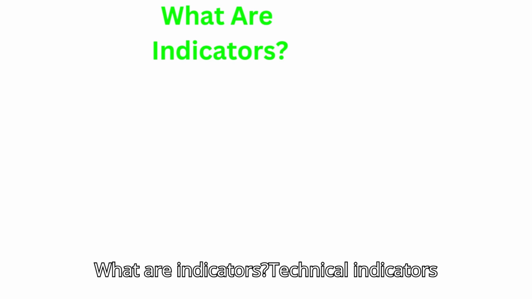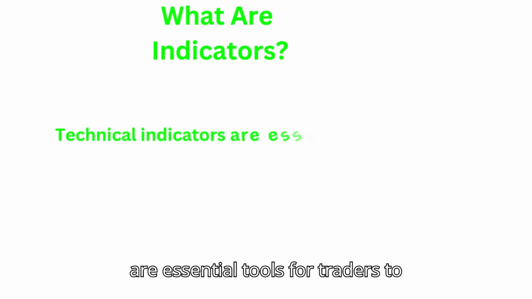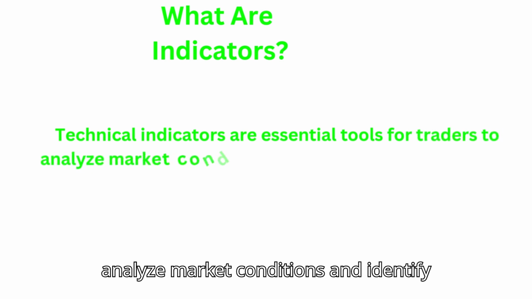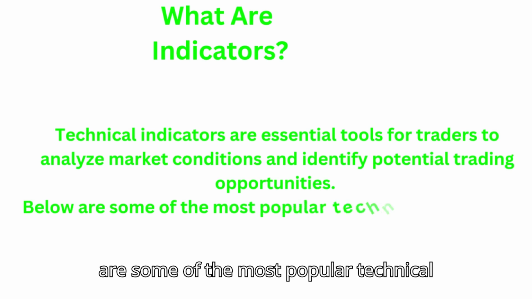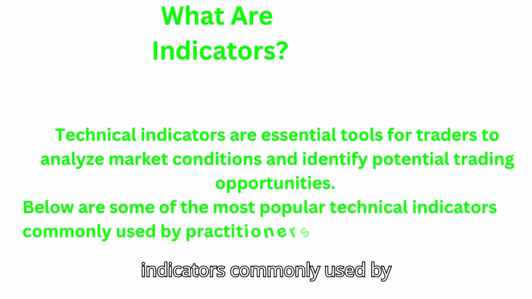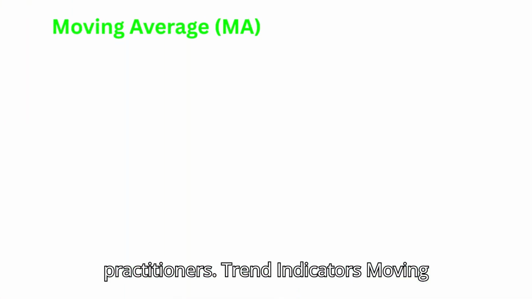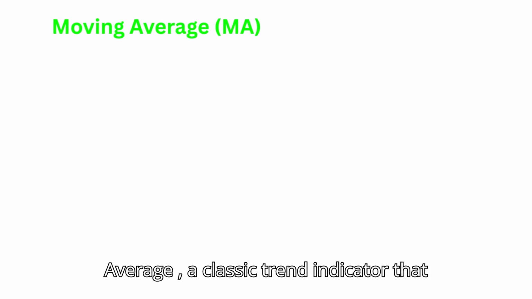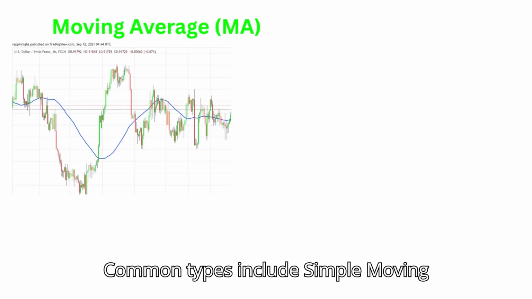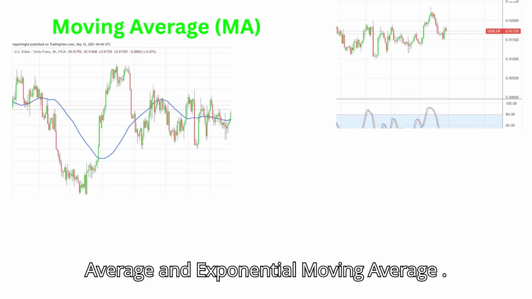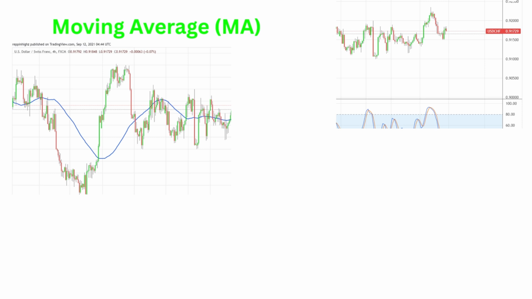What are indicators? Technical indicators are essential tools for traders to analyze market conditions and identify potential trading opportunities. Below are some of the most popular technical indicators commonly used by practitioners. Trend indicators. Moving average, MA, a classic trend indicator that smooths price data to identify trends. Common types include simple moving average, SMA, and exponential moving average, EMA.